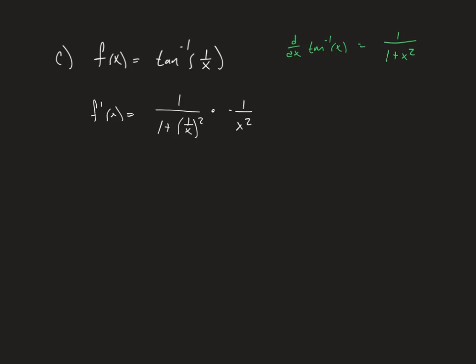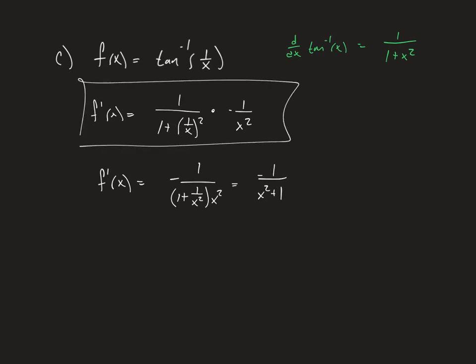Okay, and this I could put together here just to make it look a little bit nicer. It's going to be negative 1 over 1 plus 1 over x squared times x squared. Some nice work can happen there if you distribute that x squared, negative 1 over x squared plus 1. But again, that's a correct derivative there as well.